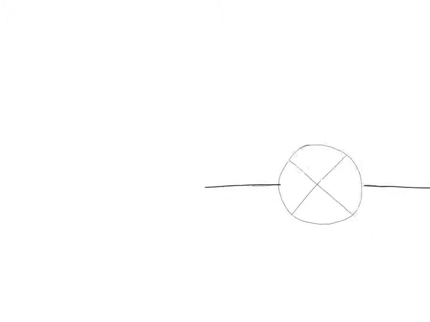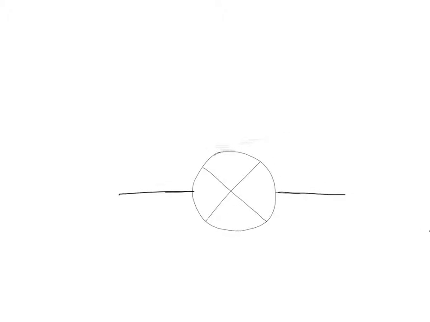Okay, so this is a video on some basic circuit theory in which we'll look at what voltage is, what current is, and what resistance is. So let's start with this basic circuit symbol for an electrical bulb, which when attached into a circuit will allow a current to flow through it.